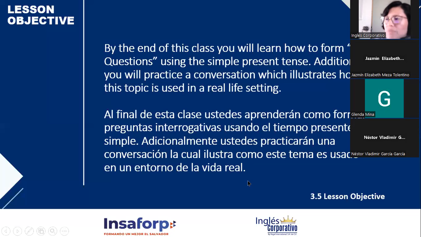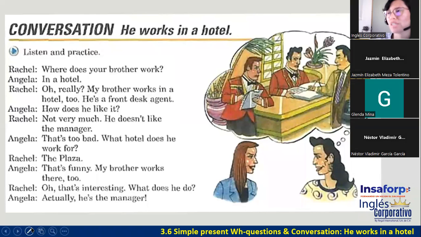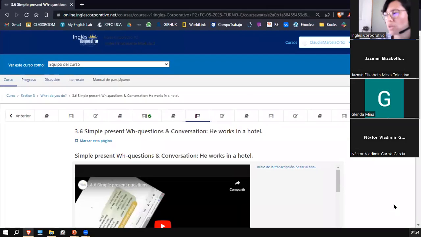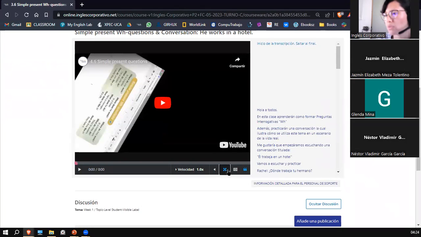Let's go back here to the class, okay? Well, then guys, after this, we're going to continue with the question form. It says by the end of this class, you will learn how to form WH questions using the simple present tense. Additionally, you will practice a conversation which illustrates how this topic is used in a real life setting. For example, we have the conversation, he works at a hotel. So I'm going to play the conversation for you and then we're going to review what it is about.